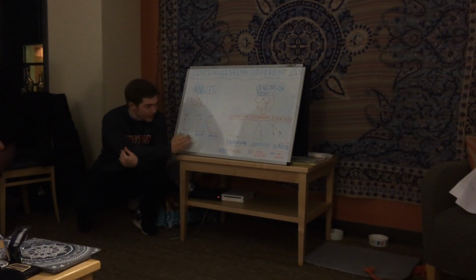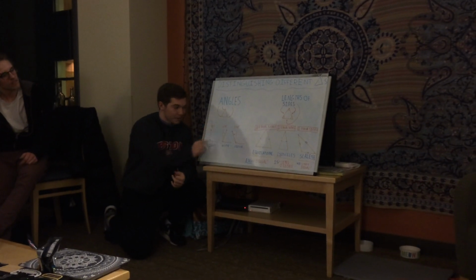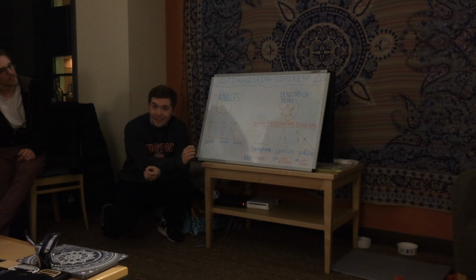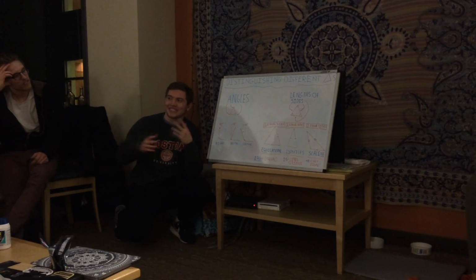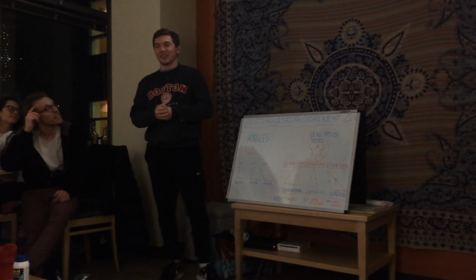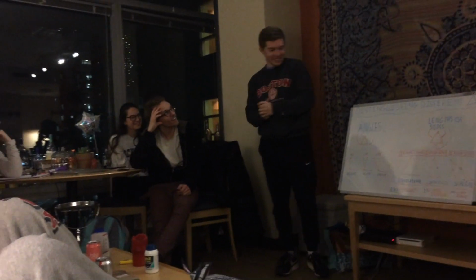Acute triangles have angles less than 90 degrees. That's what this symbol means right here, less than. You can remember that by acute. Acute means small, and small triangles are cute. So can everybody say that? A cute kitten. Exactly, like a cute kitten, because they're small.